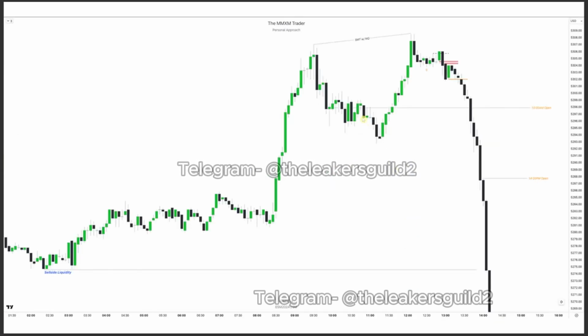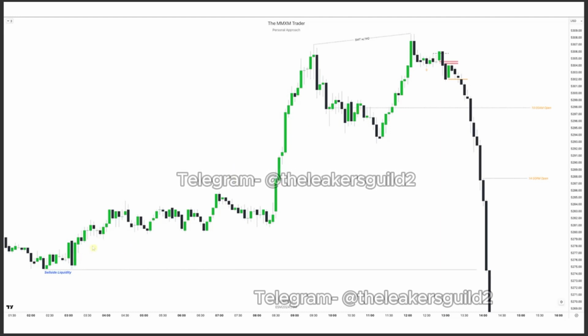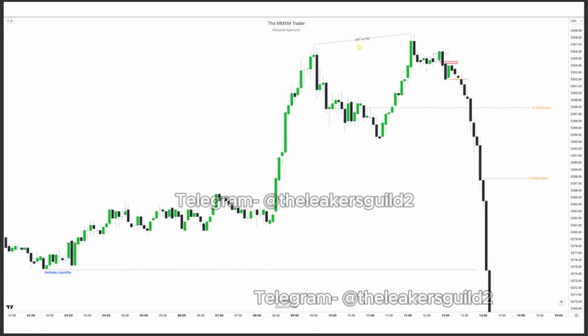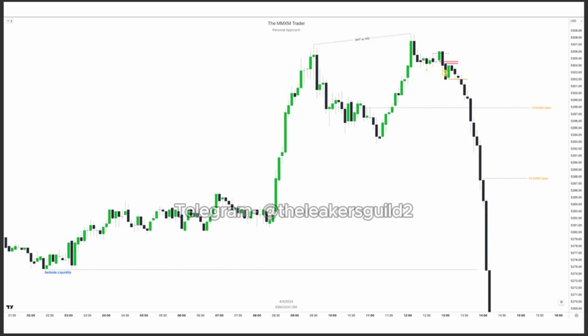Zooming in, right? This is a 5-minute chart. We have a market maker sell model. Nice consolidation down here, relative equal lows. So we got a clear draw on liquidity. Price starts to accumulate, push up, and then eventually raiding this high. And again, SMT, right? SMT is key in a reversal. So taking out this high, SMT, and then we're breaking down structure over here.